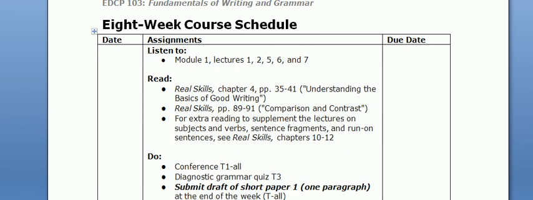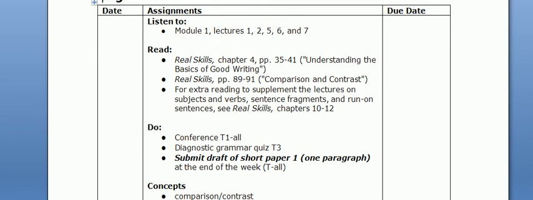The next document is the 8-week schedule. This is what we propose for the 8 weeks. In the first week, for example, the student will submit the first draft of the short paper, the comparison contrast. There's also some reading materials. We've taken a look at the lectures and the other materials in the modules and suggested what might be useful for this revision of EDCP103. That's week 1.